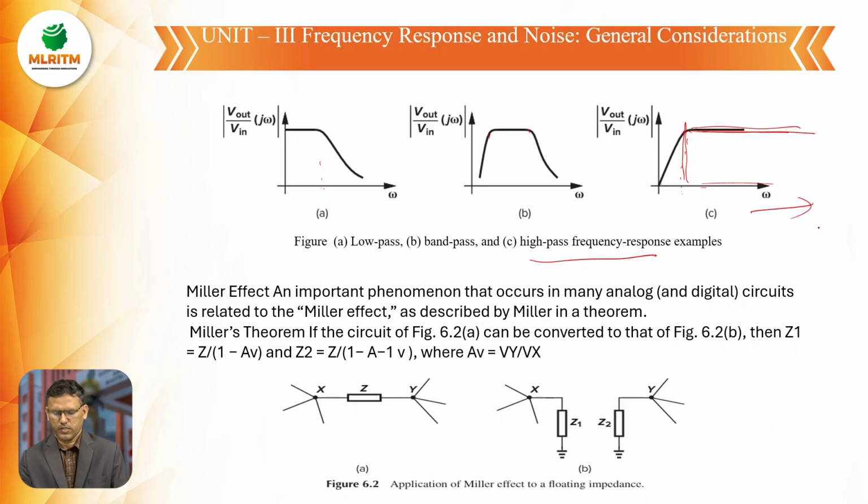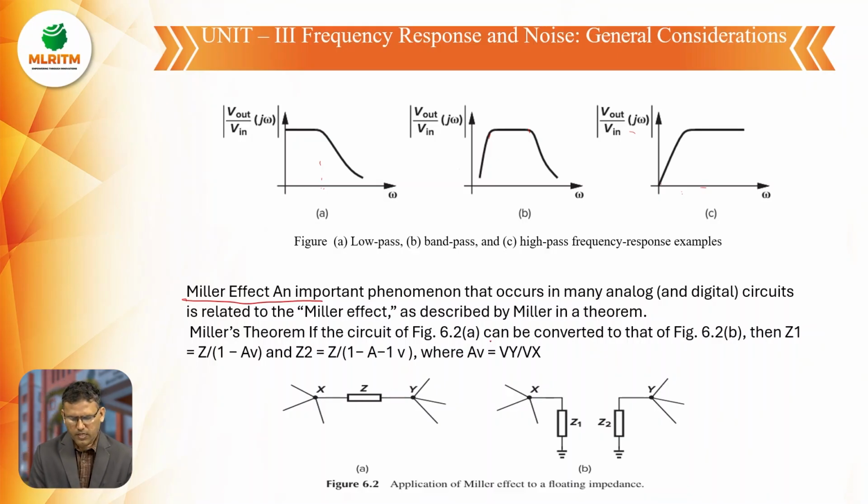Here, as the frequency goes on increasing after a certain frequency, the output of our gain is constant. This type of effect we can observe for low pass, band pass, and high pass amplifiers' frequency responses. So to get more efficient data in digital circuits, we are applying the Miller effect in these circuits.